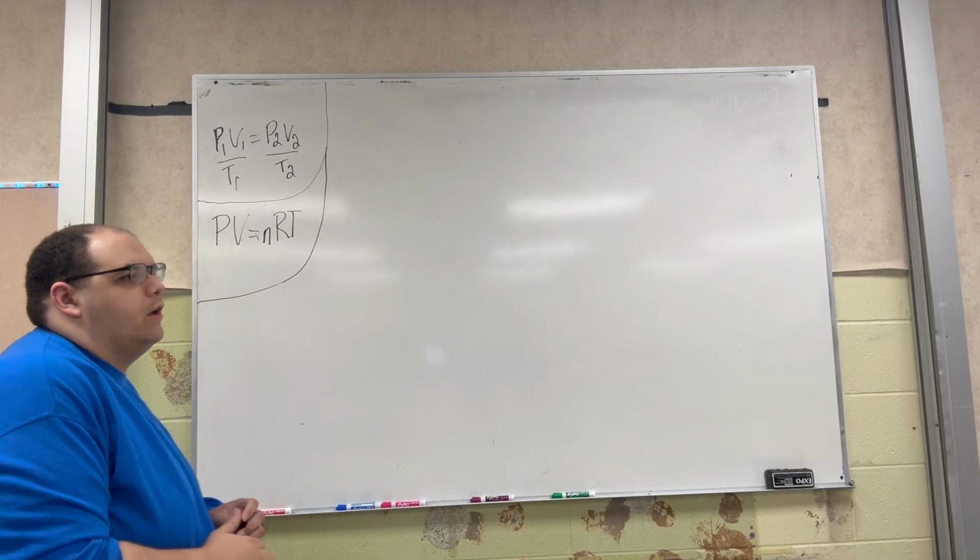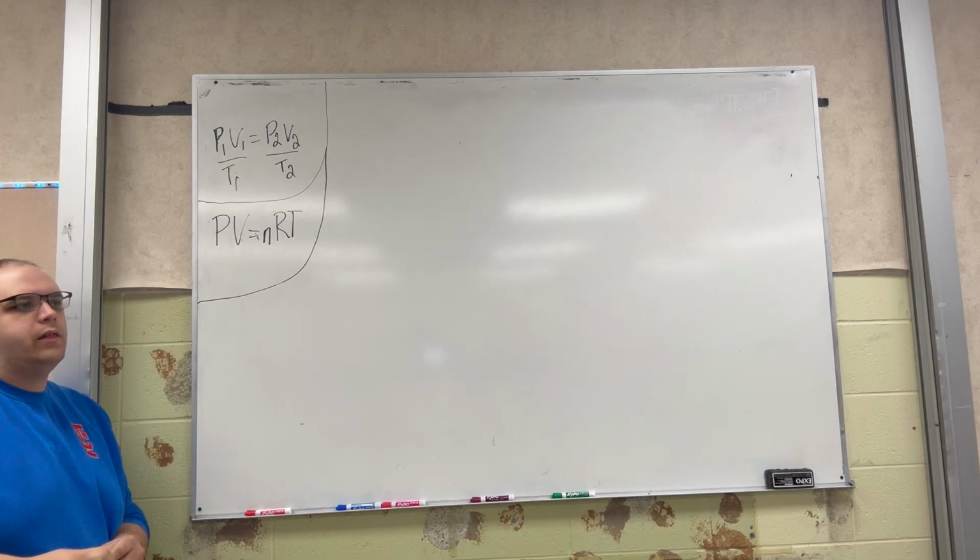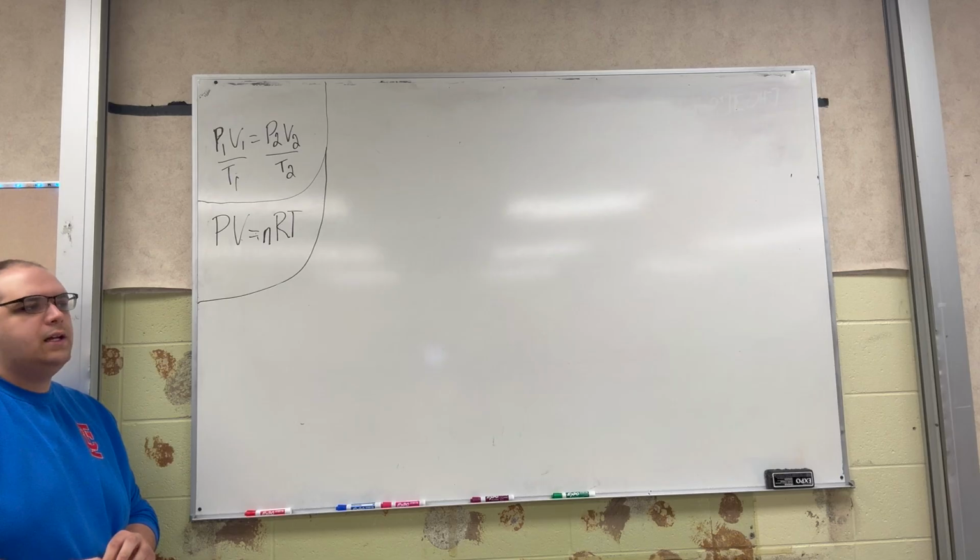A gas has a volume of 800.0 milliliters at 23 degrees Celsius and 300 torr. What would the volume of the gas be at 227 degrees Celsius and 600 torr of pressure?